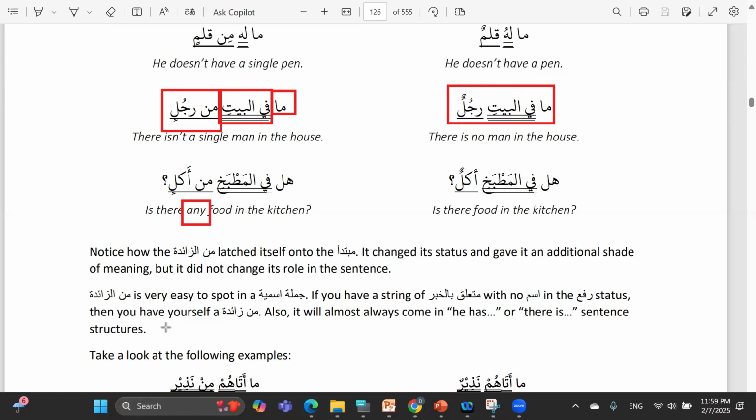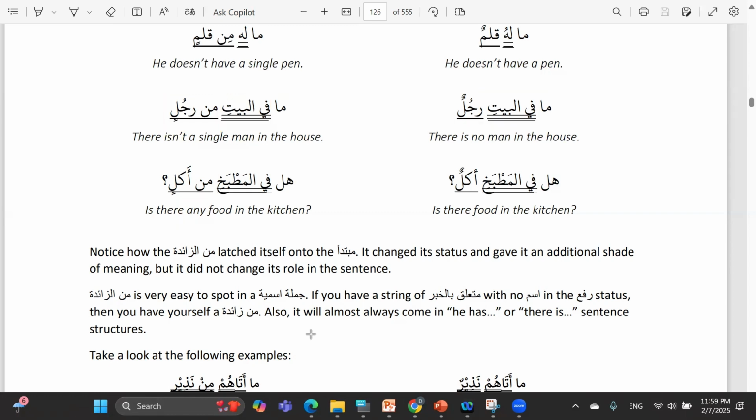Then min zaida is very easy to spot in a jumla ismiya if you have a chain of mutaliq bil khabar with no ism in the rafa status. Over here you have fil baiti and min rajulin. So two jar majroor, literally two jar majroor, but you don't see any rafa ism. So then you expect that min zaida is there in that jumla ismiya.